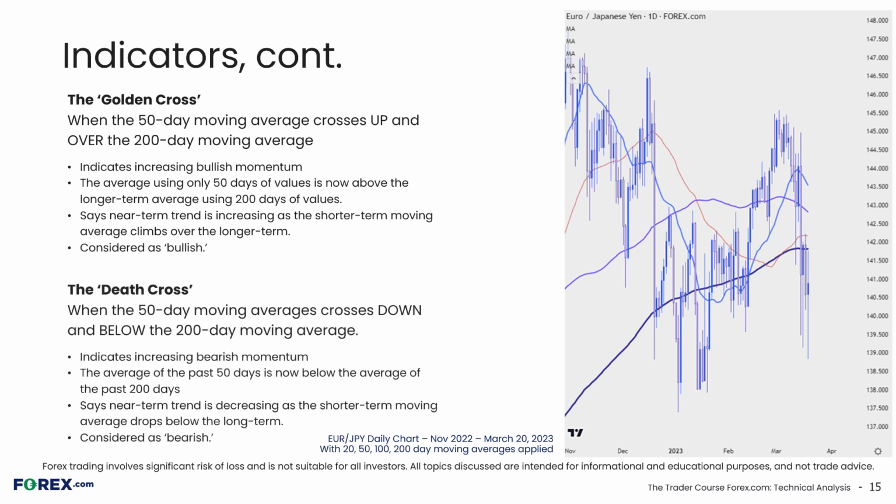The death cross is the opposite. This is when the 50-day moving average crosses down and below the 200. This is a sign of increasing bearish momentum and may be a sign of a bearish trend getting started, as the lower prices would have a greater pull on the shorter term moving average due to less inherent lag.